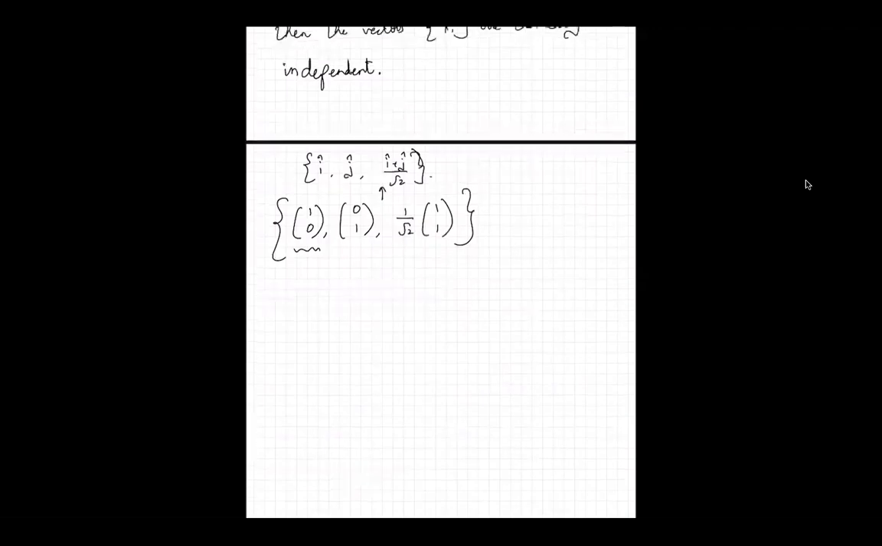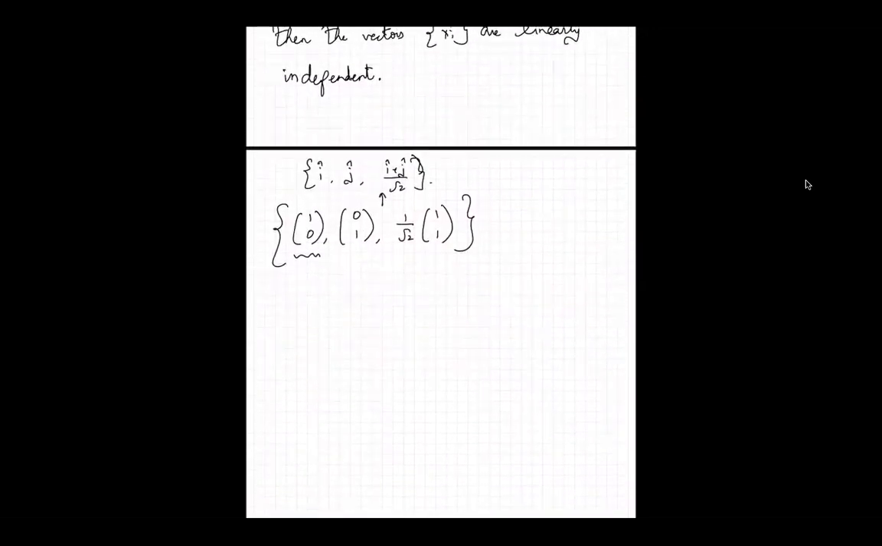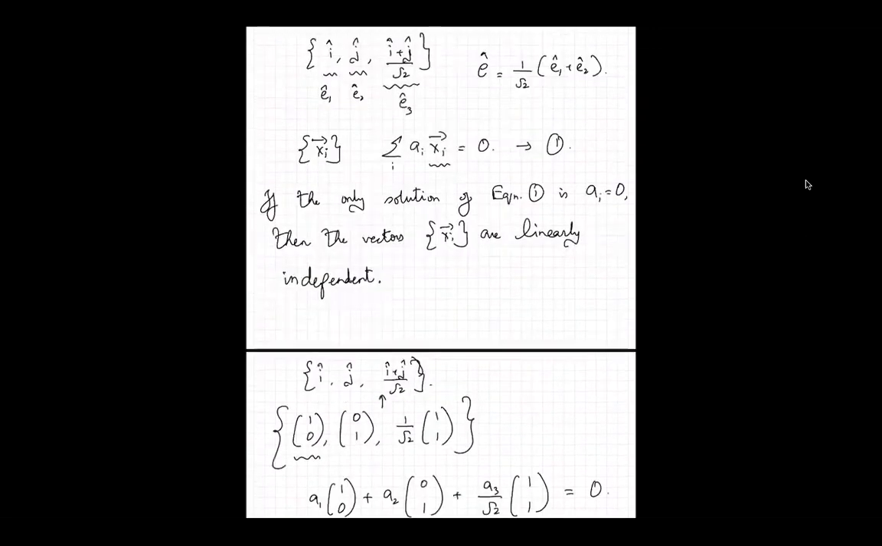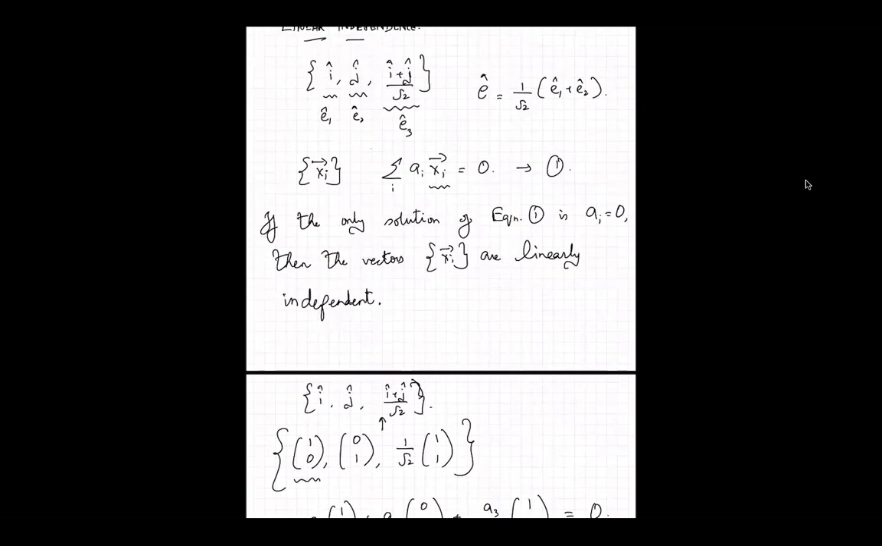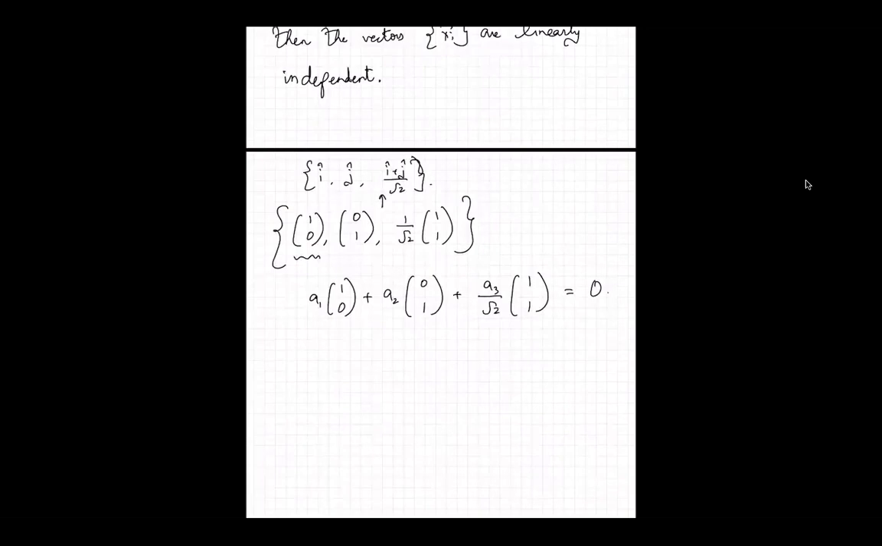Okay. So for this set, let us write down this equation, sum of ai xi equal to 0. So I will write down a1 times (1, 0) plus a2 times (0, 1) plus a3 over root 2 times (1, 1) equal to 0. This is the equation sum of ai xi equal to 0, right? Okay. So the question is, are there solutions for this equation or no? Obviously, there is a solution for this equation, right?